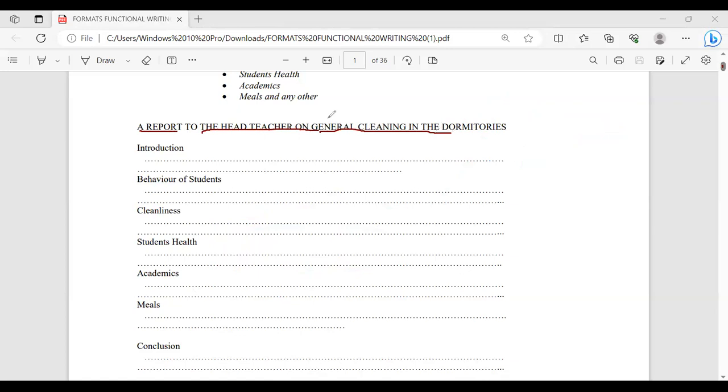So the first thing that we write about is the introduction. Remember, we do not skip lines. This introduction is written.